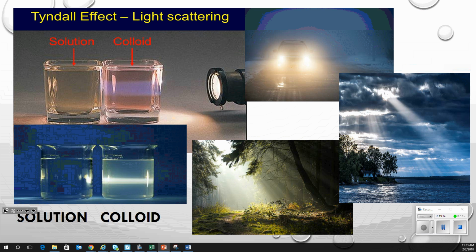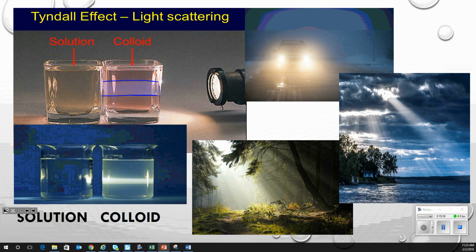All right, so this is what we call the Tyndall effect. The Tyndall effect is a scattering of light, like the fog in the headlights. If we take a flashlight and shoot it through a solution and a colloid, before we shot the light through, they would look the same. But as we shoot the light through, we can follow the pathway of the light through a colloid, which we can't do with a solution.